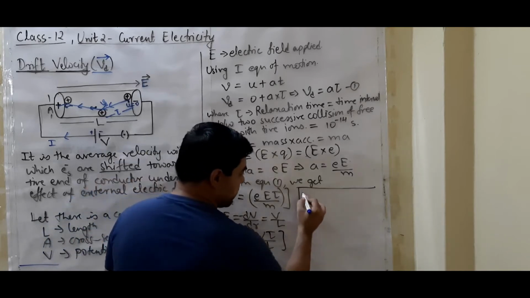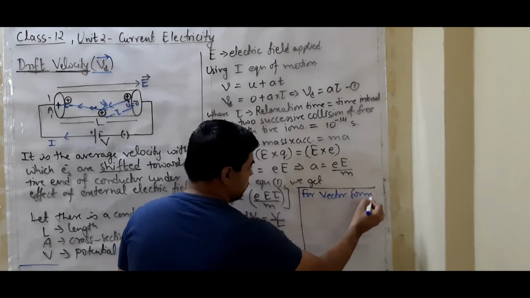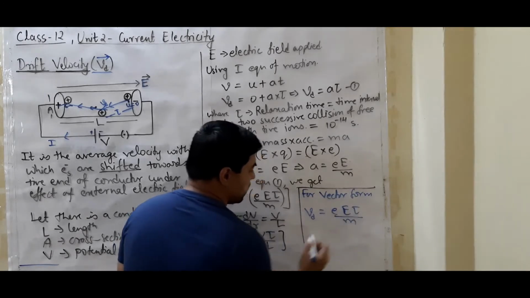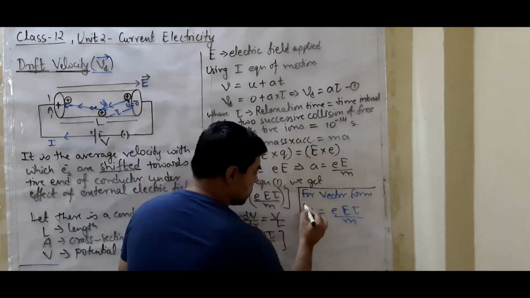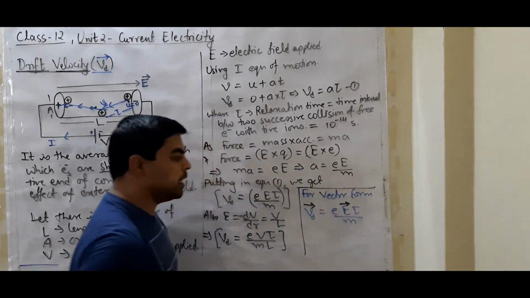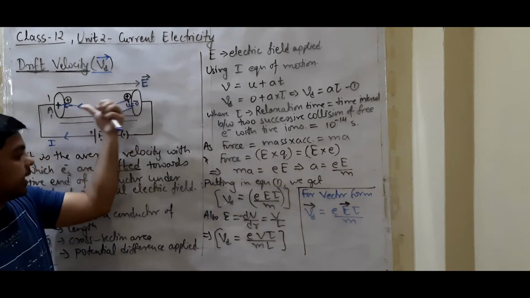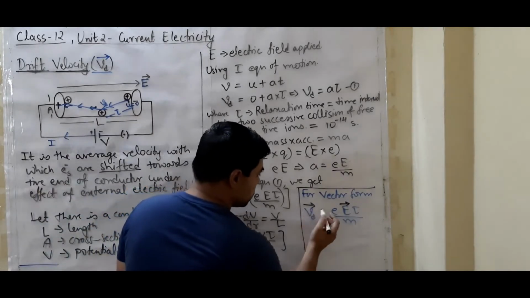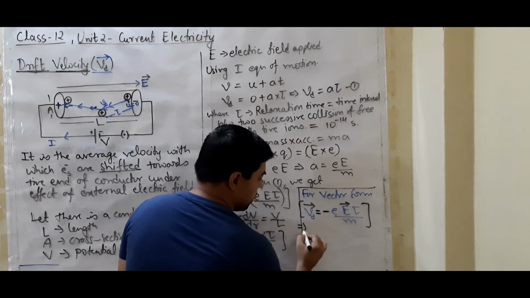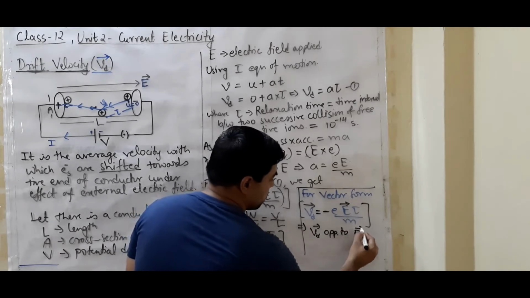Now for velocity, means for vector quantity, for vector form, this expression Vd is eE tau by m. Here if we need to represent the direction, the vector is E vector, the electric field, and the electron is moving opposite to the direction of the electric field. So here we use a negative sign. This is because Vd is opposite to the electric field.